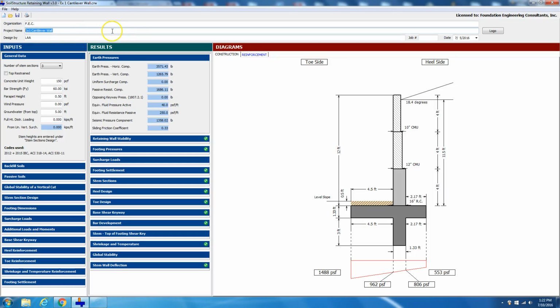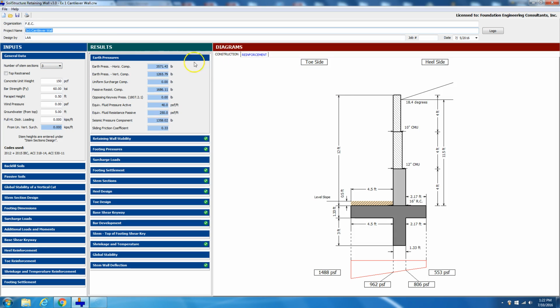Welcome to SoilStructure software. This is a demonstration of version 3 of cantilever retaining wall / restrained retaining wall, which was released in July of 2016. In this example, it's example 1. It happens to have 3 stem sections.